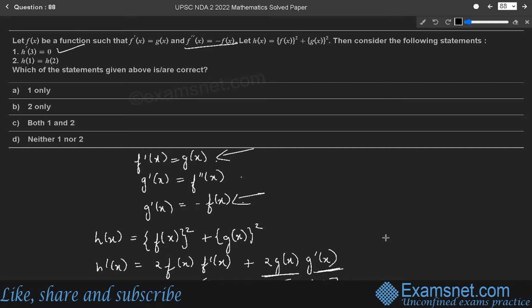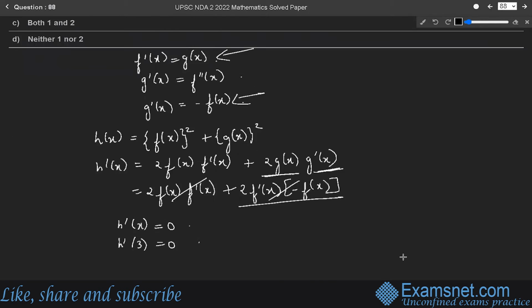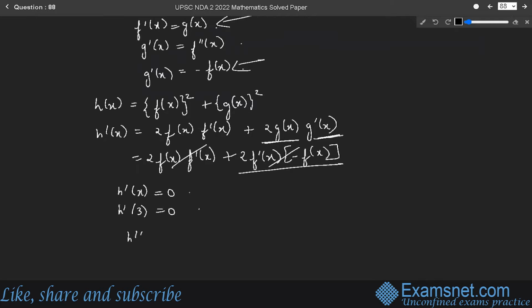Now the second statement is h of 1 is equal to h of 2. We know that h dash x is equal to 0. We have proved it. Therefore, h of x will be c, a constant, by integrating this term.